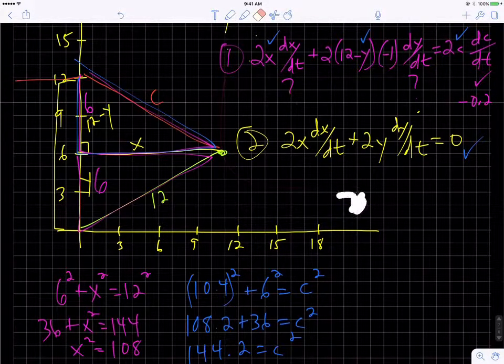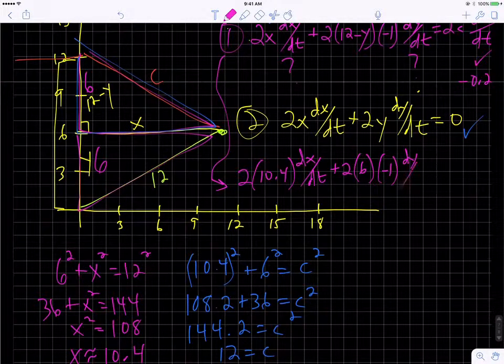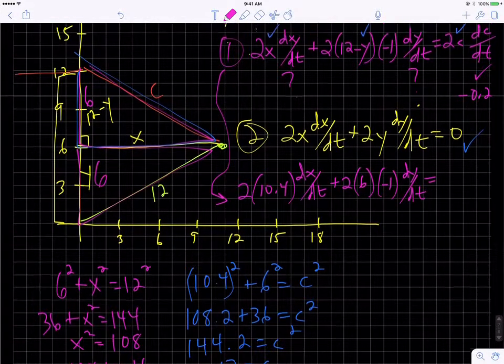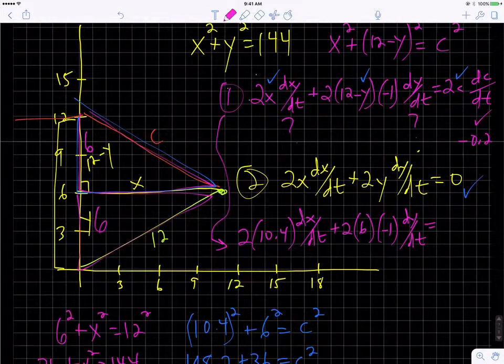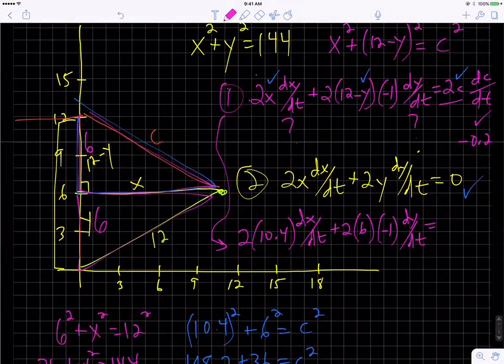So I've got, need a little bit of room. X we knew was 10.4. dx dt we don't know. Y we knew was 6, so 12 minus y is 6. dy dt we don't know. Then it's 2 times c, which we found c to be 12. So that's 2 times c is 24. And we knew that to be negative 0.2. So I'm going to multiply all that together. All right, c was 12, yep. So 2 times 12, we got a 24 times negative 0.2. That gives us negative 4.8.